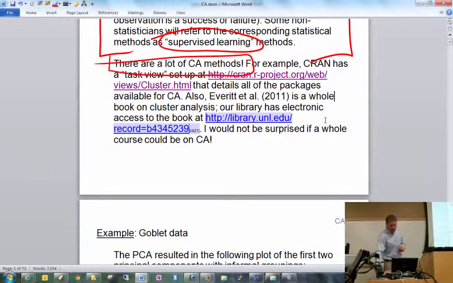Now, also, one of the recommended books for our course, the Everett and Hawthorne book, has a section on cluster analysis. But the co-author, Everett, also has his own book on just cluster analysis itself, again to give you an idea of just how big this area is. You can actually obtain the book electronically from our library if you are interested.